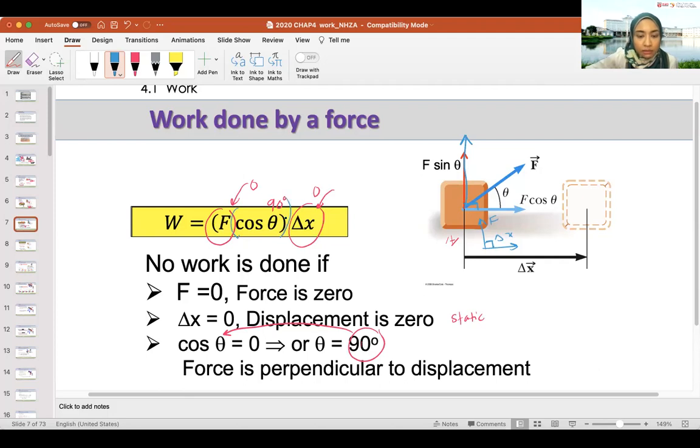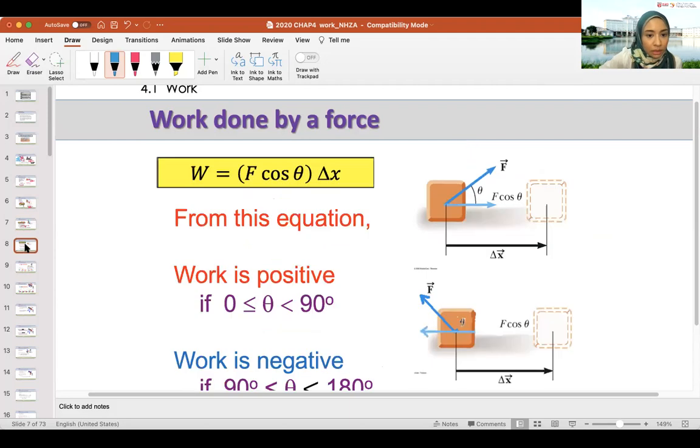So these are the three things that can make work done equal to 0. Okay, next. From this equation, we know that work is positive if the theta is from 0 to 90 degrees. Or I would say that it is in the same quarter as displacement. Displacement is to the right, right? We call this the first quarter of our axis. So both of them are in the first quarter.